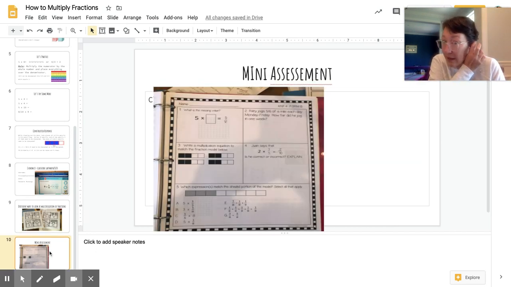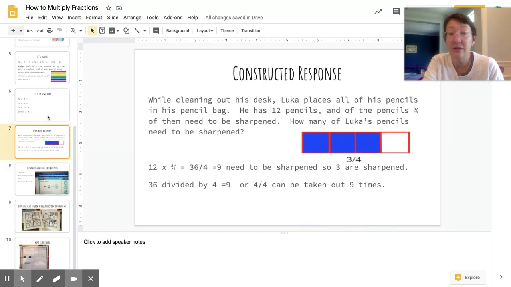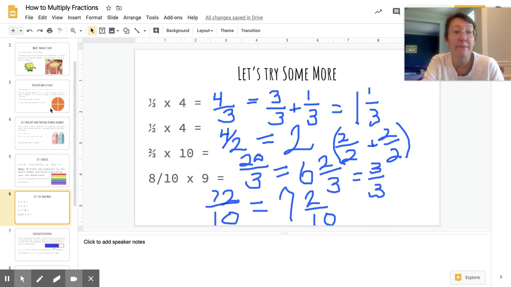Then at the end of the week, I have this mini assessment on here for you to work through and turn in to me. This is your grade this week. This, and I'll give you a grade also for your I Know It, okay? But that is a lot of information crammed into a little bit of time. But just think, this is all here for you to work through, so you can keep going through it. You can keep listening to this over and over again, just like me telling you over and over again.